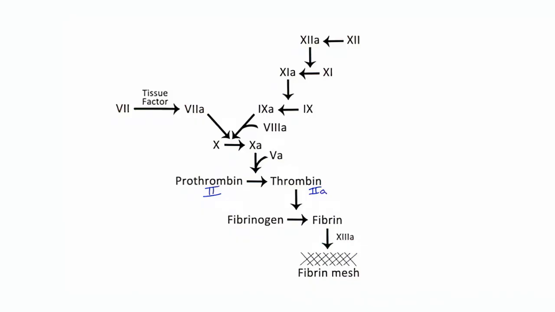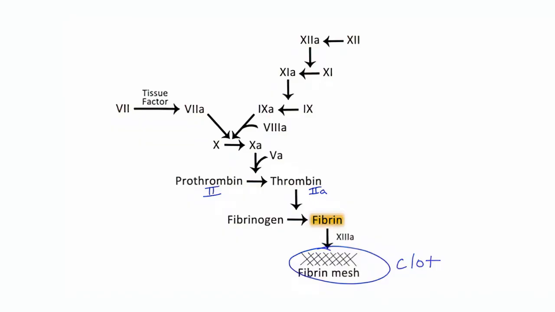So moving on here, you go from prothrombin, which is factor 2, to thrombin, which is 2A, which then converts fibrinogen to fibrin monomers, and then these fibrin monomers form a cross-linked fibrin mesh. This part of the cascade with thrombin and fibrin is called the common final pathway. This is where the tissue factor pathway and the contact activation pathways merge.